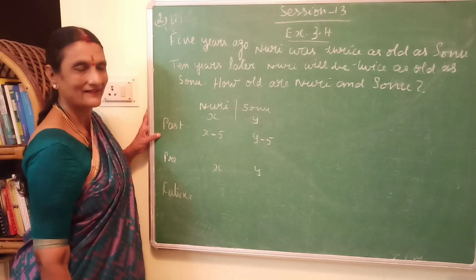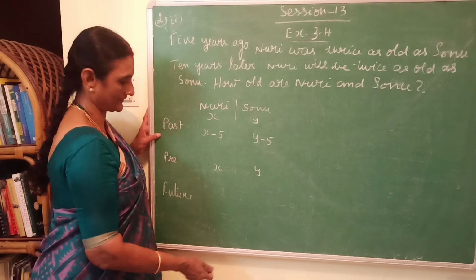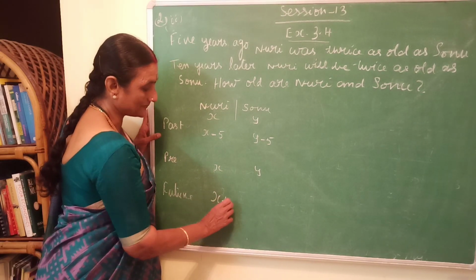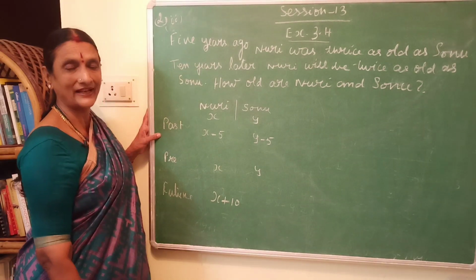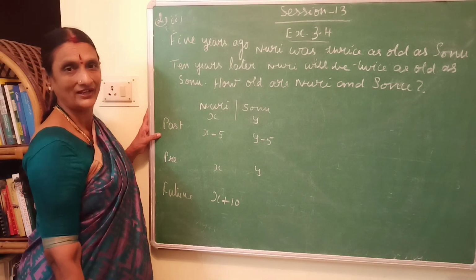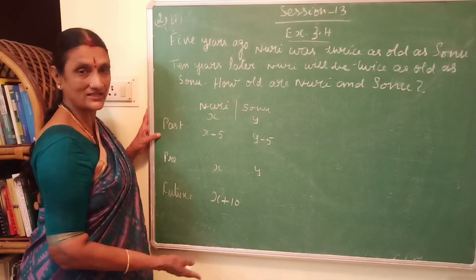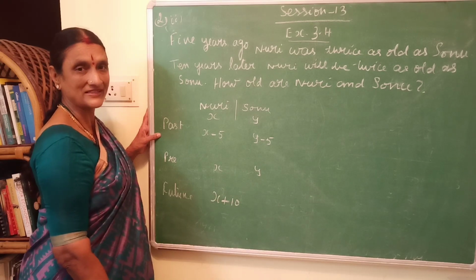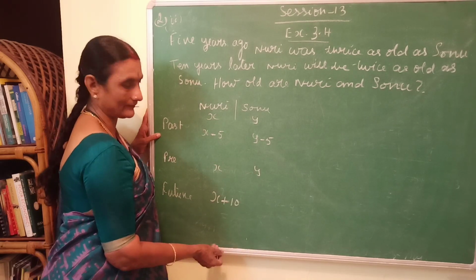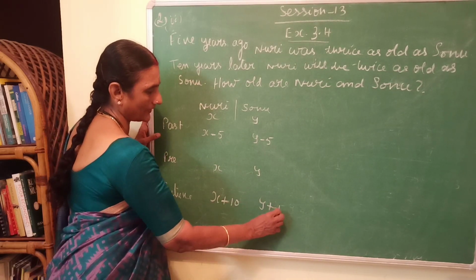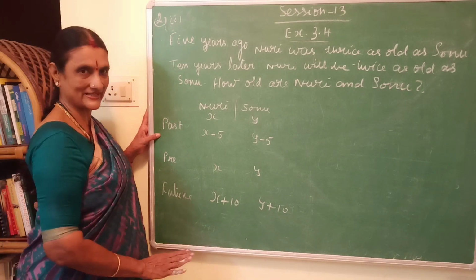Are you getting it? Now, 10 years later, the age will be x plus 10. Suppose you are 15 years old, 10 years later, what is your age? You have to add 10 to it, isn't it? The same thing I have done here. What was your age 5 years ago, when you were in 5th standard? We have to subtract 5 from it. Correct? Same thing I am doing here. So it must be y plus 10. Is it clear to all of you? So this is the first assumption.